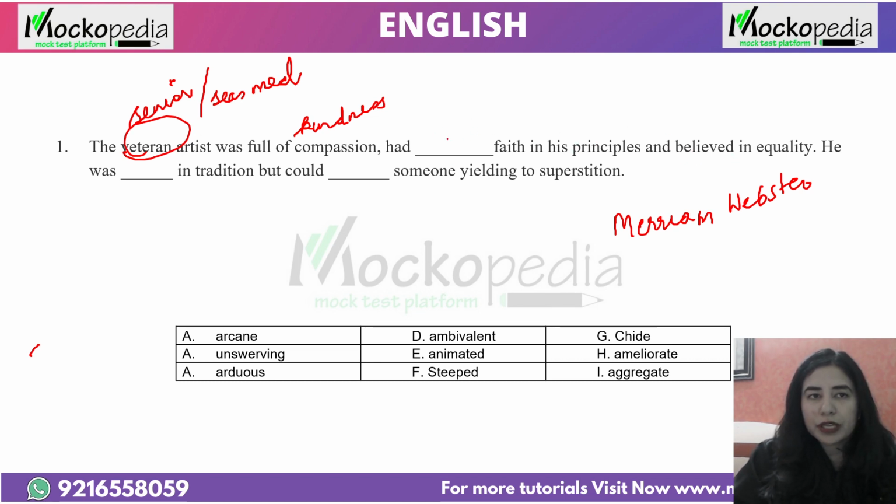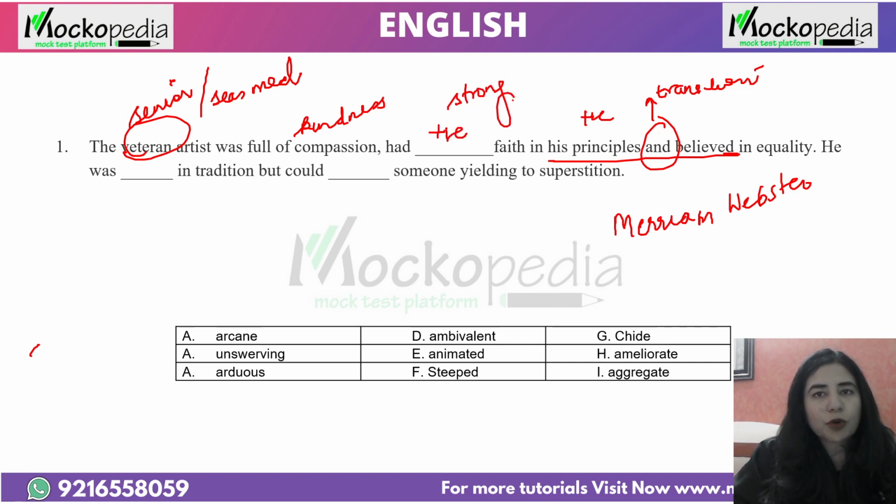So here you will get that this is saying that he is full of compassion and believed in equality. So ideas are running in the positive direction. If you look at this "and", which is a transition word, right? So "and" takes the discussion forward. So that means he would have strong faith in his principles, or there would be a positive word that will fit in. So I can say positive word or I can say strong. So that's how you can fit the blank.